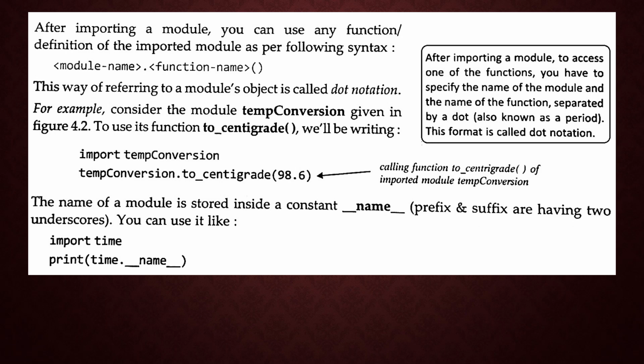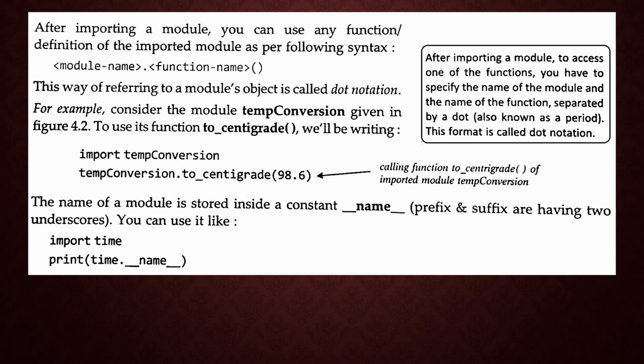After importing a module, to access one of its functions, you specify the name of the module and the name of the function, separated by a dot; the dot is also known as a period. This format is called dot notation. Dot notation separates the module name and the function name. For example, with math, the function is sqrt, so we write math.sqrt. In this way we can use dot notation.